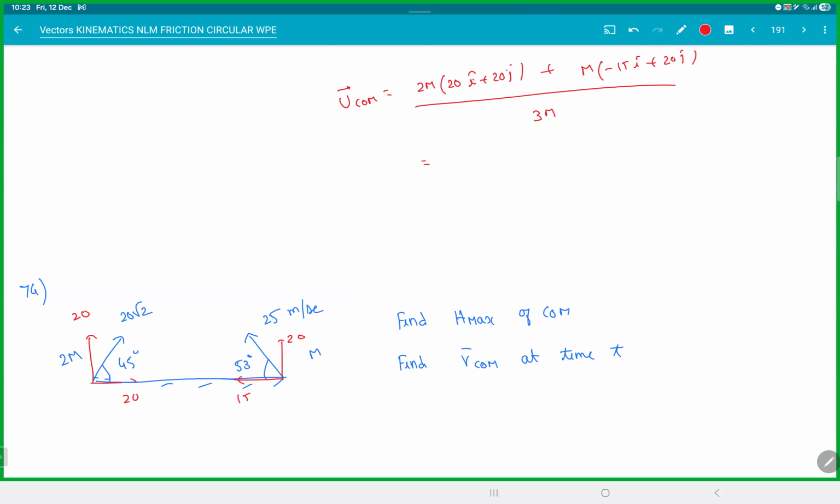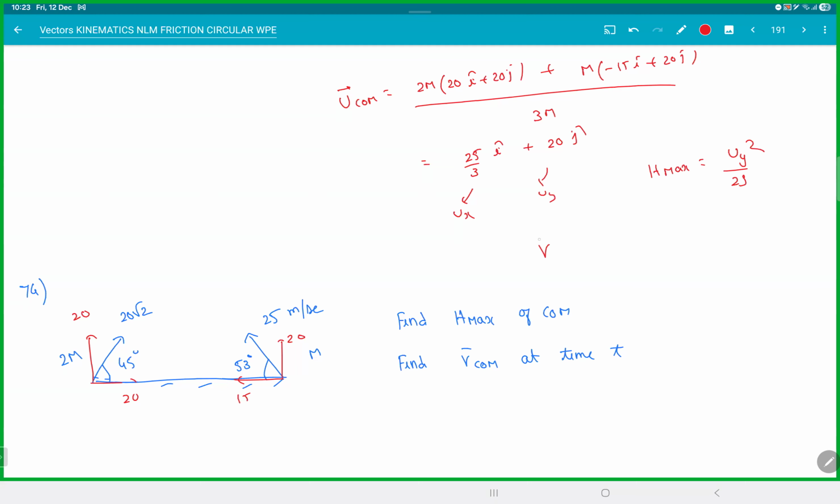So add up all the i caps. 20, 20, 40, 40 minus 15, 25 by 3 i cap. And 20 plus 20 is 40, plus 20 is 60, by 3, 20 j cap. This is your ux and this is your uy. You want Hmax, it depends only on the vertical component, which is uy square by 2g.